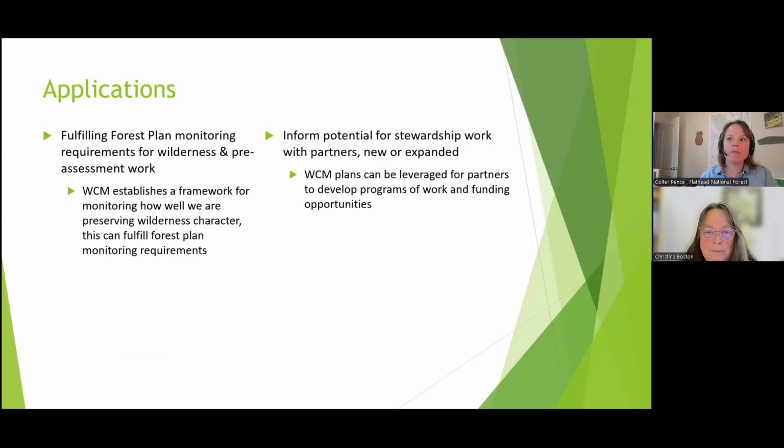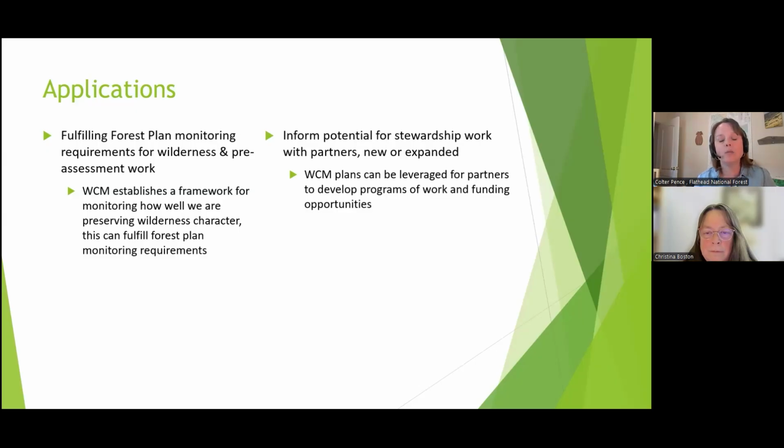A couple more applications here. Wilderness character monitoring can fulfill forest plan monitoring requirements for wilderness and even help with pre-assessment work. What is the condition of wilderness? Assessing that resource as you go into forest plan revision, and then the output afterwards. How are we going to monitor the goals and objectives that we have for this wilderness? Wilderness character monitoring can fulfill that monitoring requirement, and my forest has done that. So wilderness character monitoring is a requirement of our forest plan.